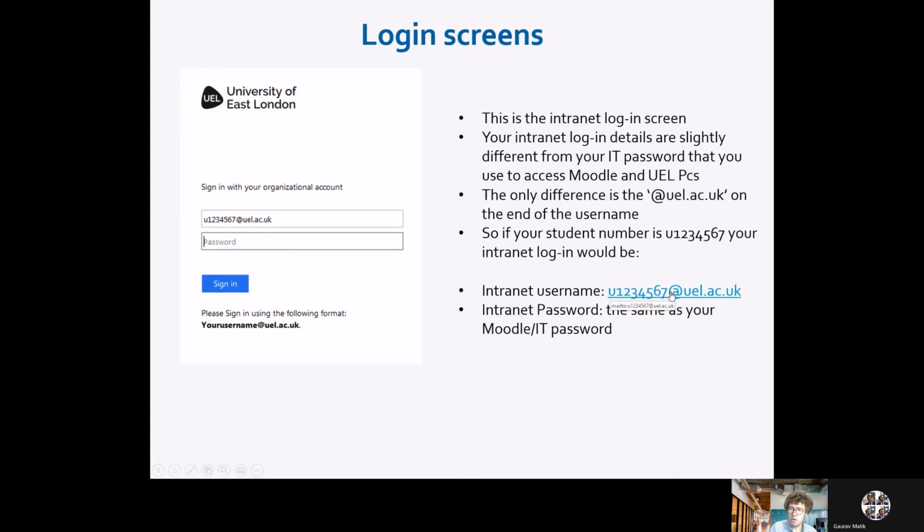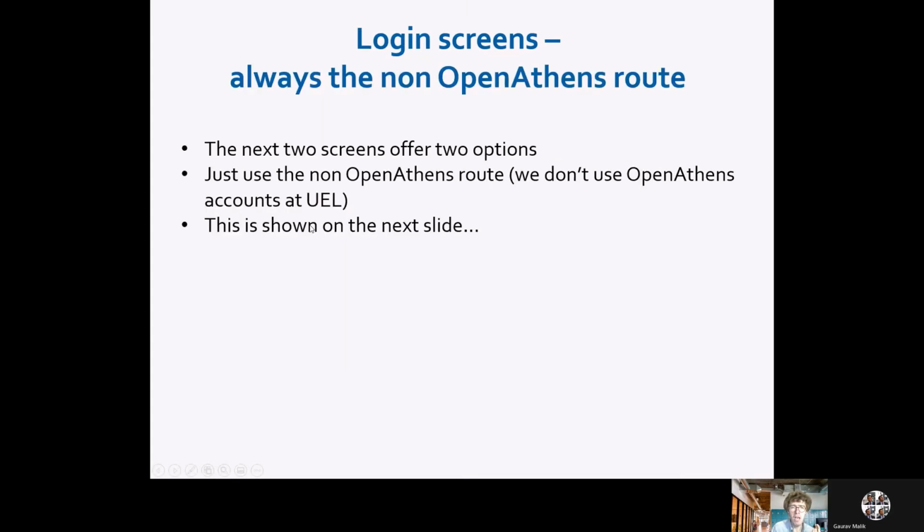Just you and your student number at uel.ac.uk. So that's your username and your email address actually as well. Intranet password is the same as your Moodle IT. If you've not got that yet, don't panic. IT will be giving you that. I'm not quite sure how far along you are in that process, but you get your IT password and that's that. Then there's two more screens, which are these Open Athens.